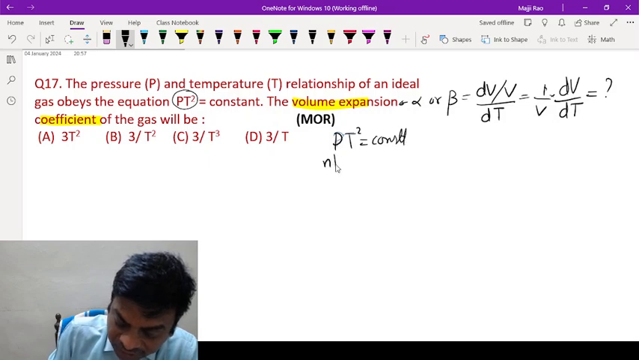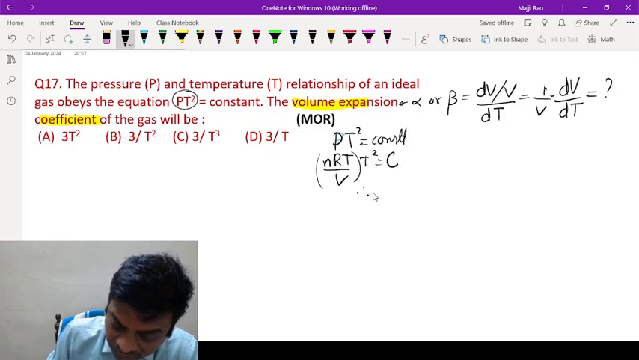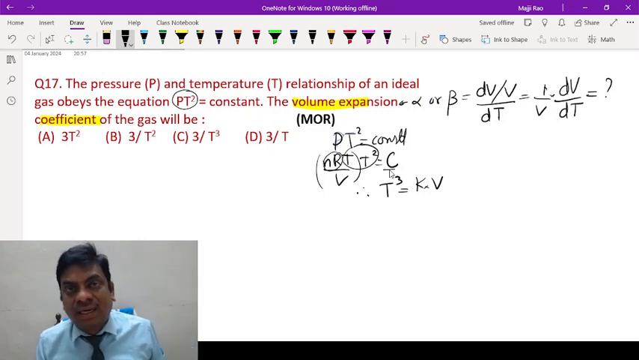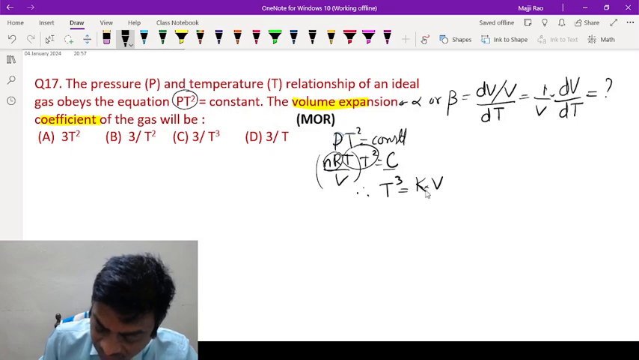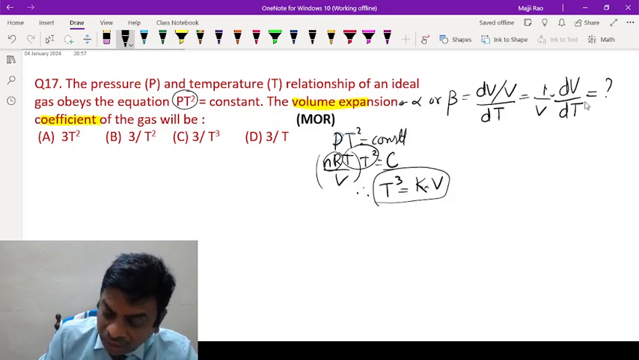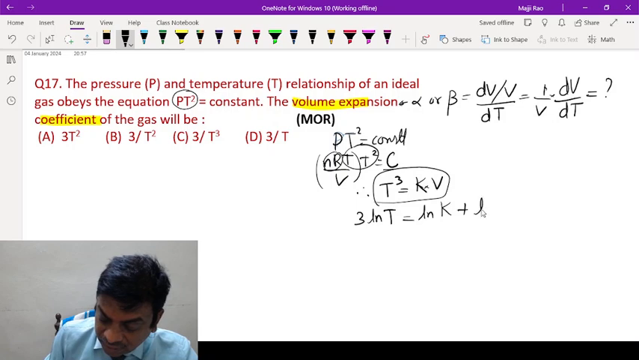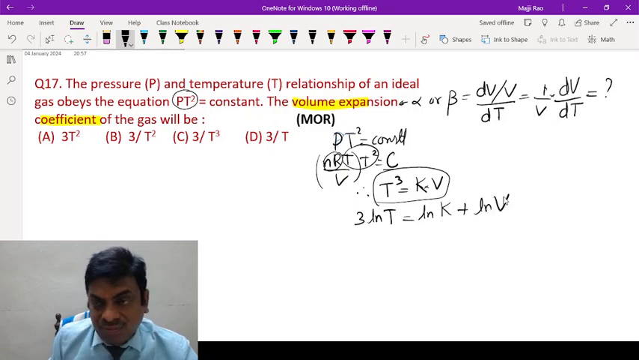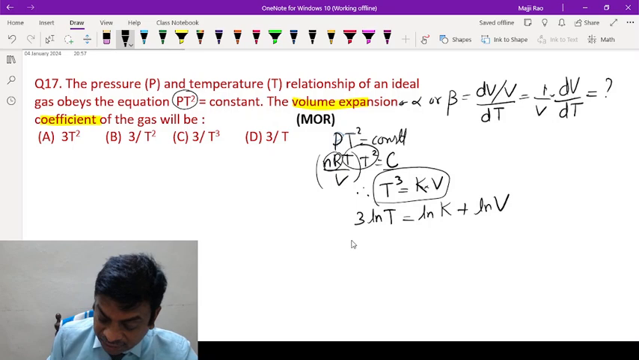Now, pressure can be written as nRT by V as per the equation of state for an ideal gas. Accordingly, you have T cube is equal to some constant into volume. The nR will be merged in the constant, and we'll have a new constant k. Now, taking log and differentiating both sides. First take log. Once you take log, you'll have something like this. It can be any log, maybe natural log is better.